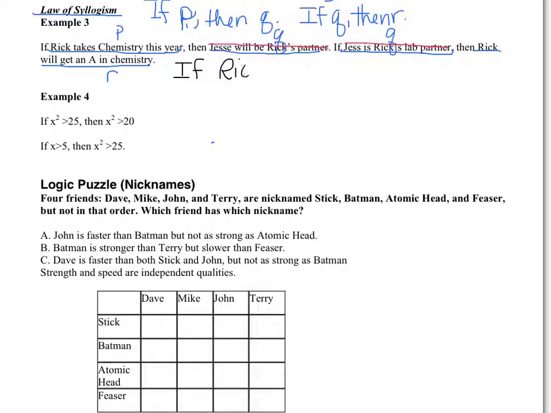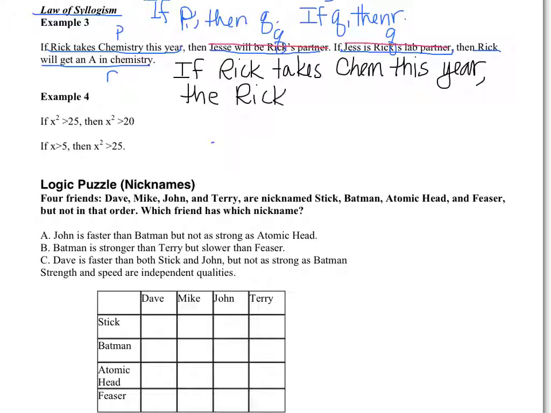If Rick takes chem this year, then Rick will get an A in chem. So I'm using the law of syllogism. I look for the if and then part that are the same and kind of ignore those two parts.